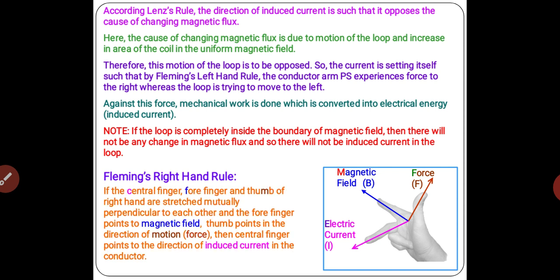If the central finger, forefinger and thumb of the right hand are stretched mutually perpendicular to each other, that is thumb, forefinger and middle finger are at right angles to each other, then the forefinger points the magnetic field, thumb points the force or direction of motion, and the central finger points the direction of induced current in the conductor. This is known as Fleming's right hand rule.